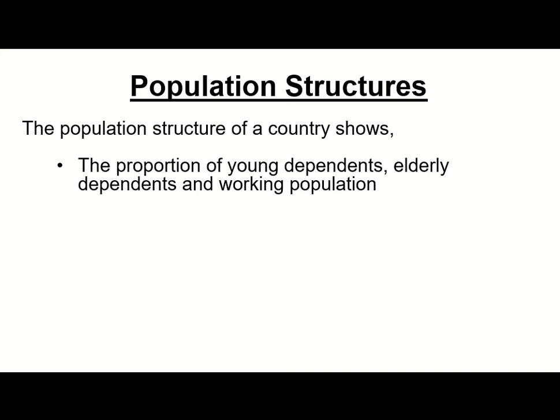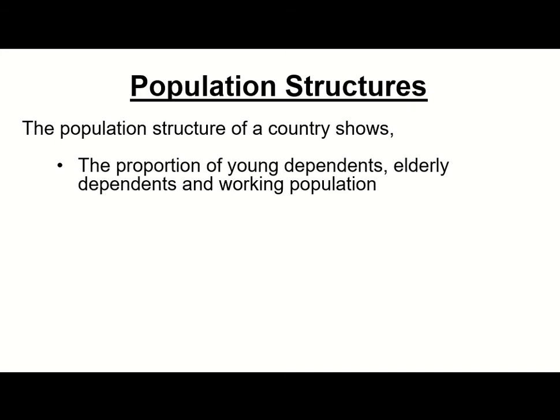Elderly dependents, which are people ordinarily over 65, and then in between those two we've got what's called the working population. So the young and the elderly dependents are dependent because they rely on the working population to provide for them in terms of their financial requirements. The young dependents, in terms of early years healthcare and education services, are paid for by the taxpayer. Elderly dependents rely on their pensions and also healthcare services, and again that's funded by the taxpayer. So the working population really helps fund and support those young and elderly dependents.